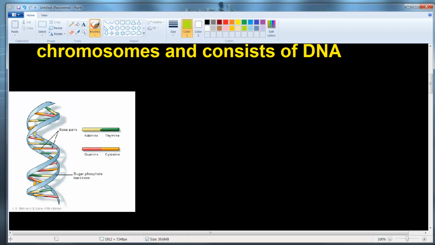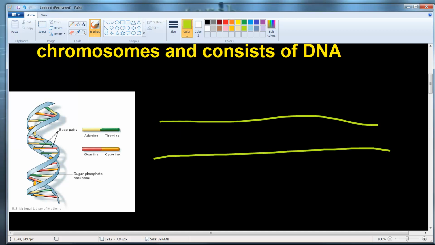Genes are lined up on thread-like things called chromosomes. So these are symbolically your chromosomes. The chromosomes come in pairs. All the cells in your body have two pairs of the chromosomes that are there. And there are thousands of genes on one chromosome.